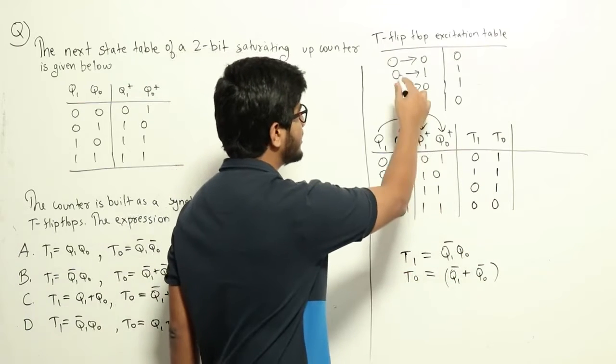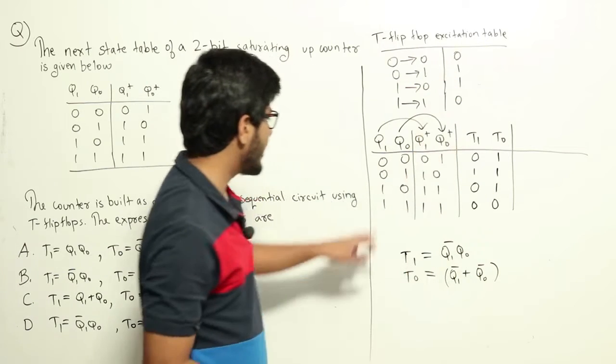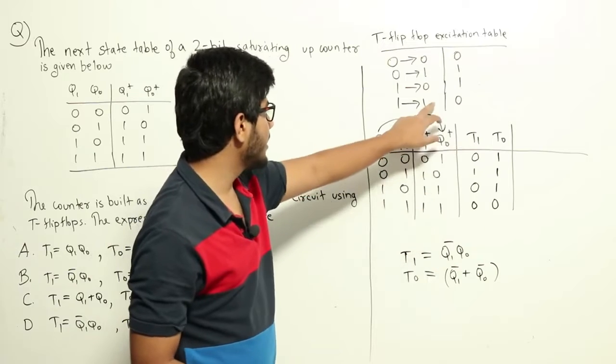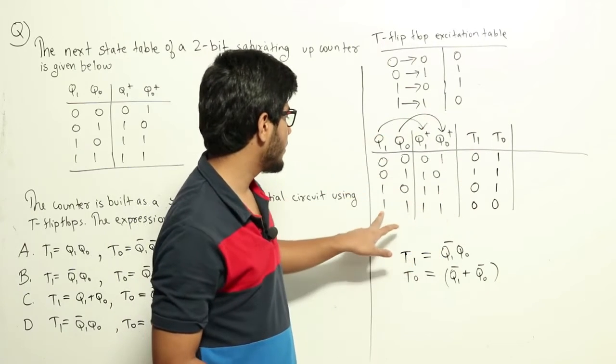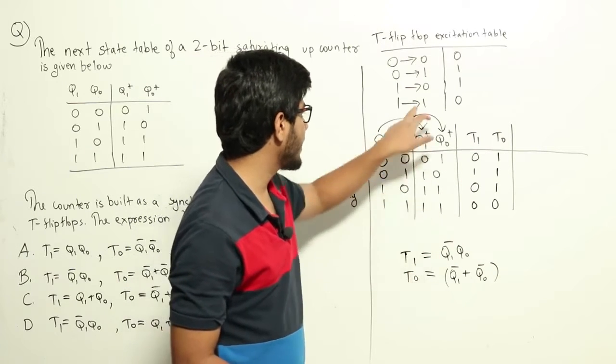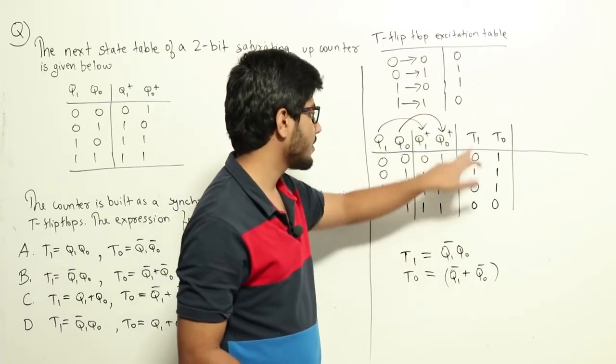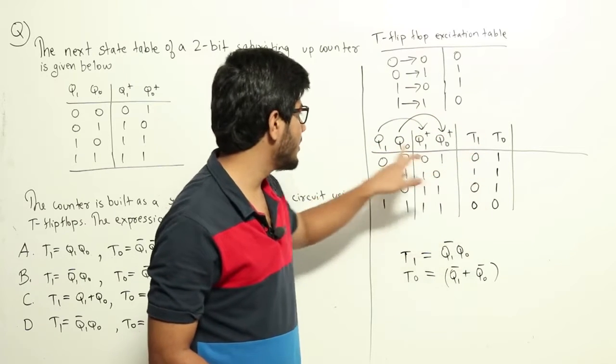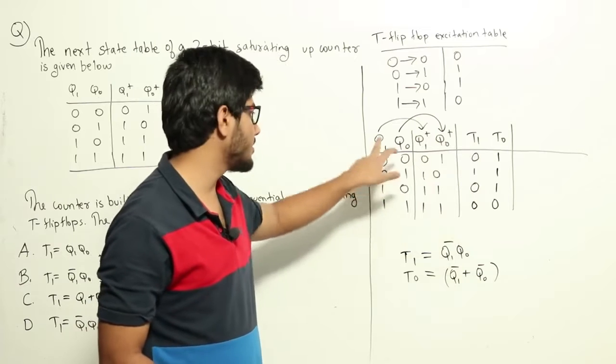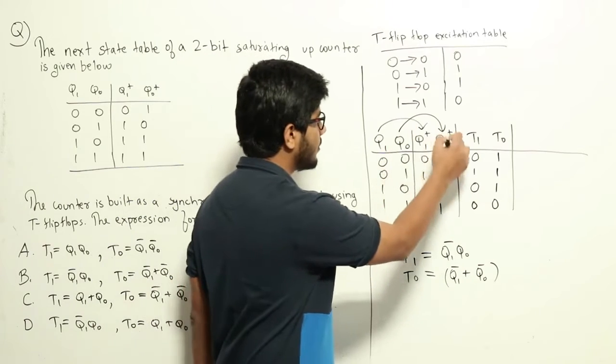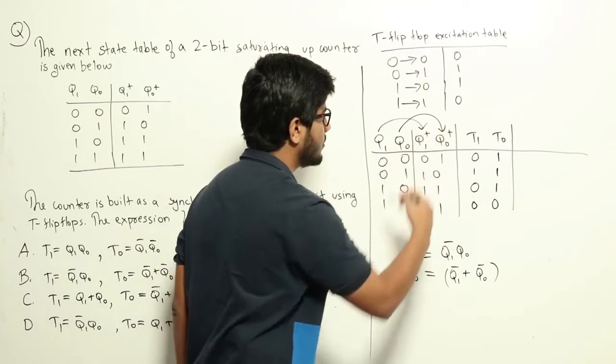The same thing I have given in the excitation table as well, 0 to 1 meaning 1. Similarly here it's changing from 1 to 1, meaning it should be a 0. Changing from 1 to 1, meaning again it should be a 0. So this should be the input to the first T flip-flop whose output is Q1. Similarly, let's look at Q0. Q0 changing from Q0 to Q0 plus.